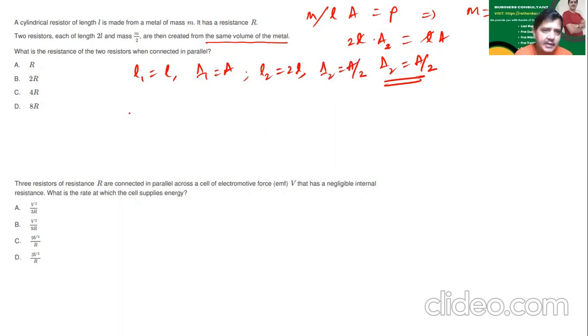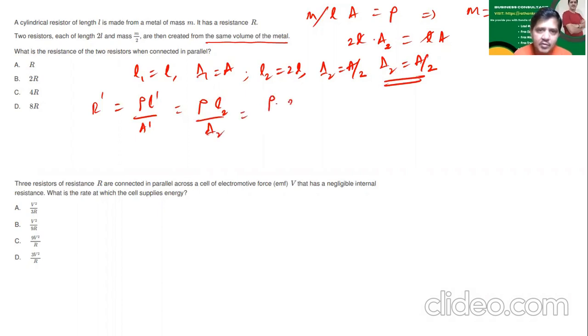Now, what do we need? We need R dash, the new resistance. See, we have not still completed the problem. Now we have got the resistance of only one of them. R dash should now be equal to rho times L dash divided by A dash, which I can say is rho times L2 divided by A2. Now let us substitute the values.